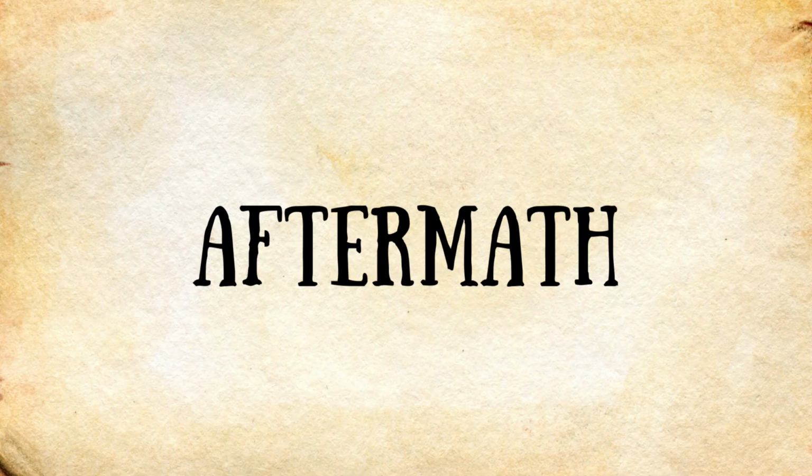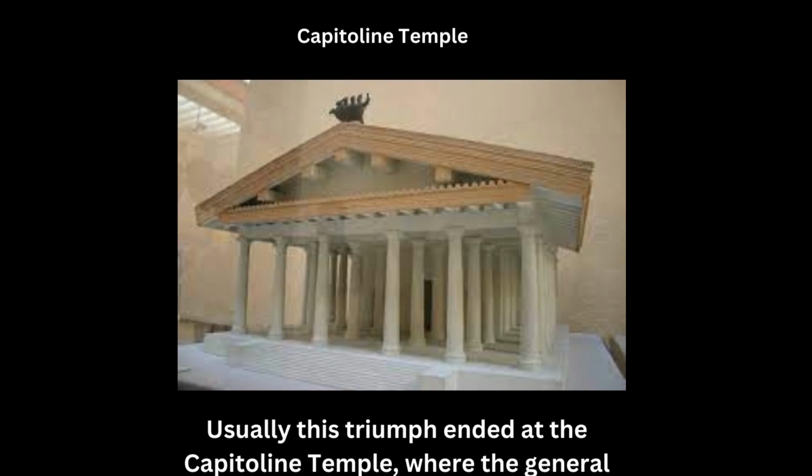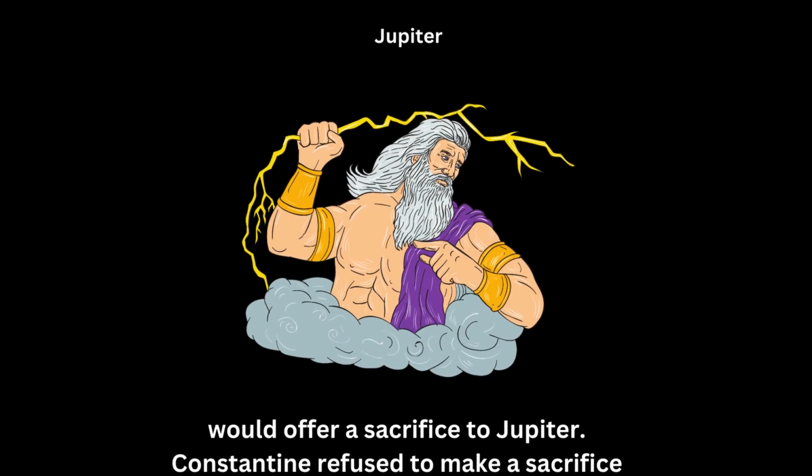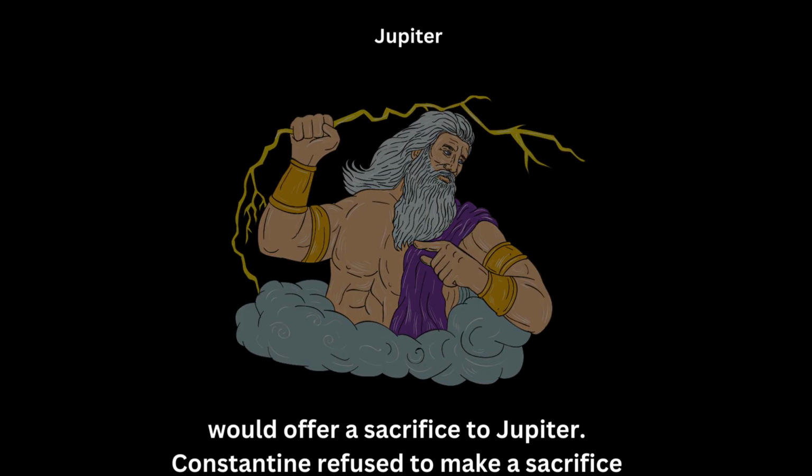Aftermath. After winning the battle, Constantine rode home to Rome and was welcomed with open arms. He was given a military triumph. Usually this triumph ended at the Capitoline Temple, where the general would offer a sacrifice to Jupiter. Constantine refused to make a sacrifice at what was the most important pagan temple.